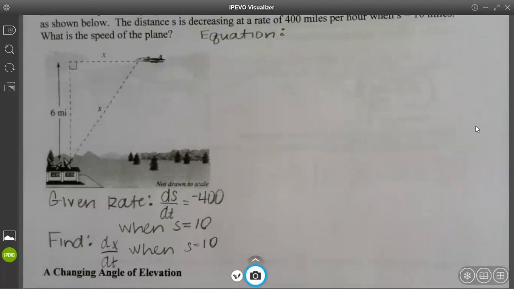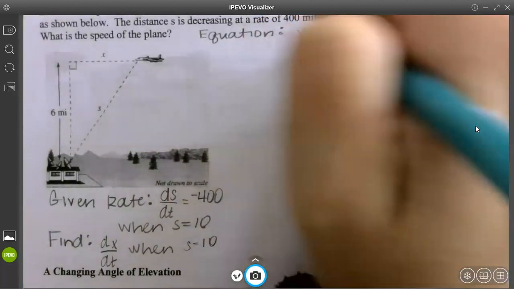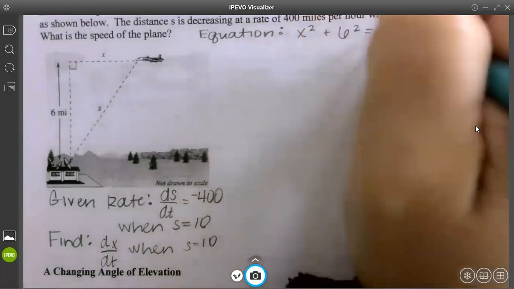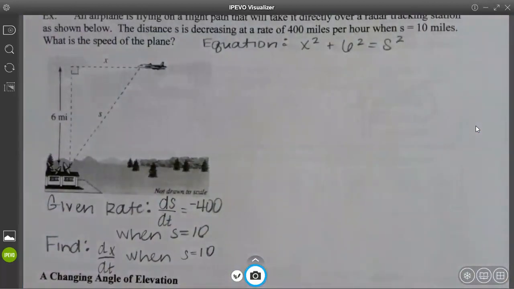What kind of triangle? It surely would be a squared plus b squared equals c squared. Is everybody okay with that? So when I see that right triangle, I'm definitely going to do that. So it would be x squared plus 6 squared equals s squared. Make sure that you put it in the correct order. The x and the 6 are interchangeable. The s has to be on the outside.